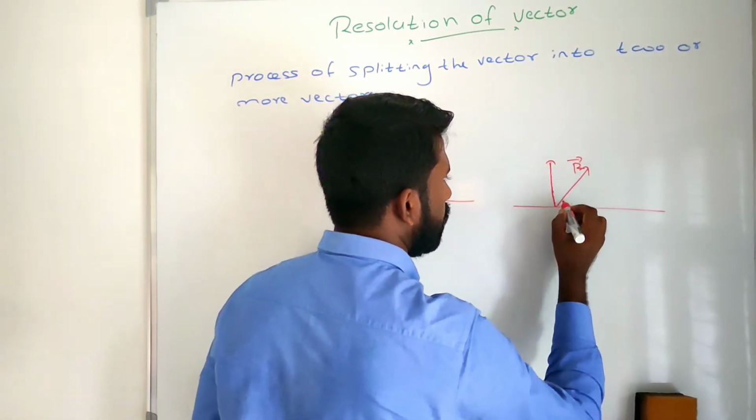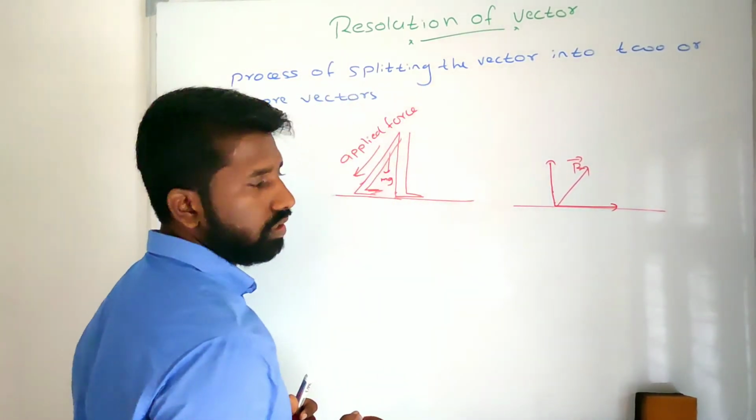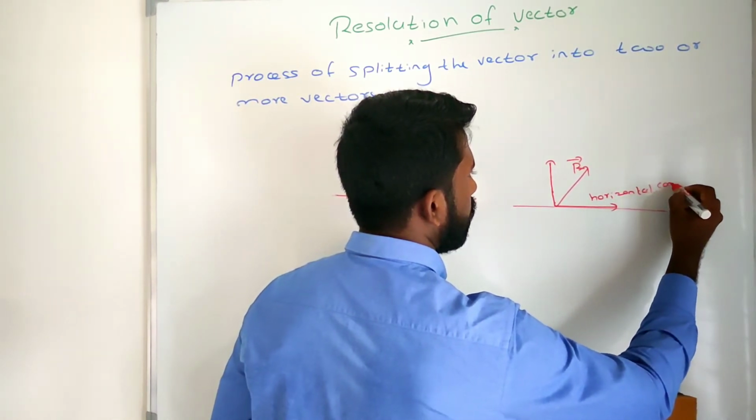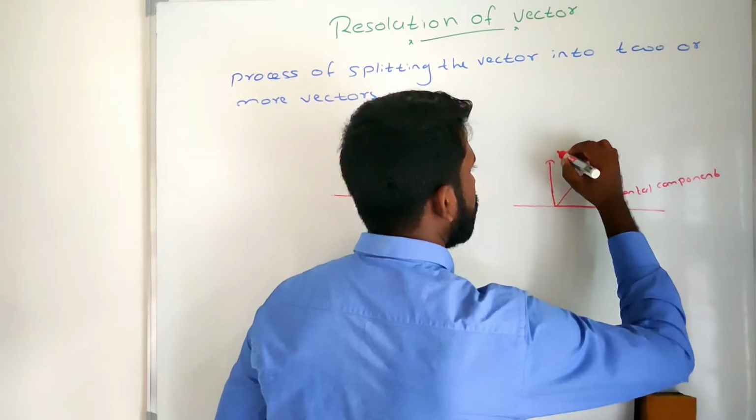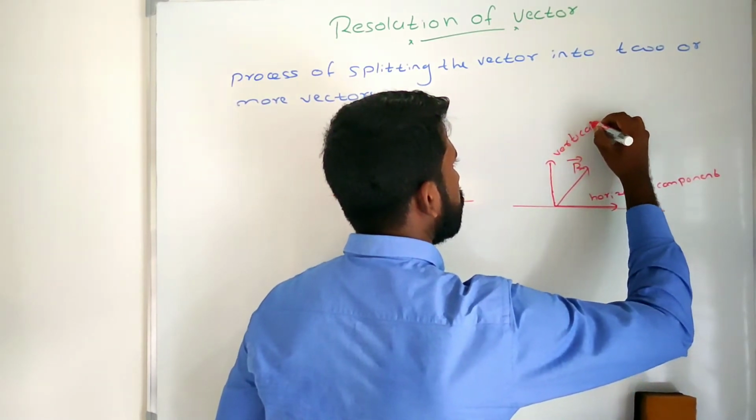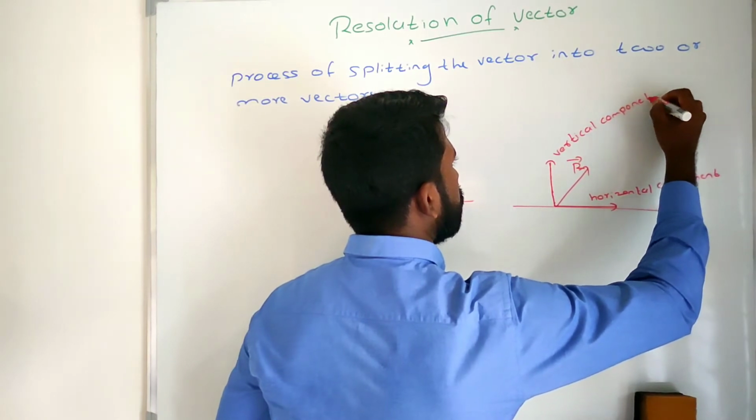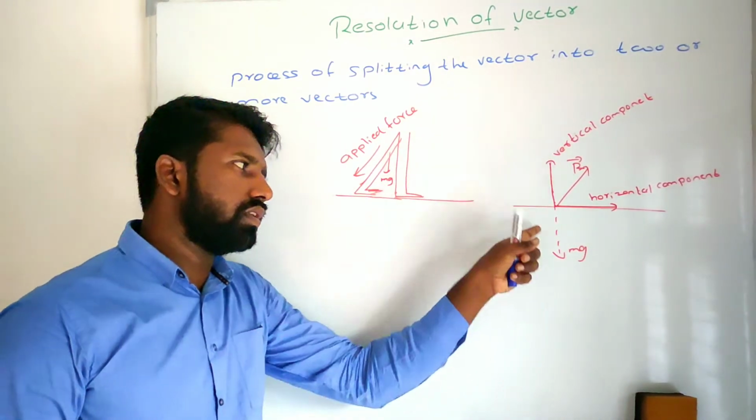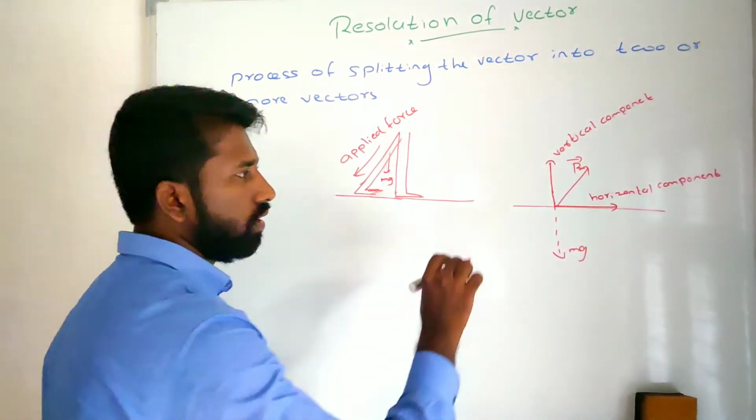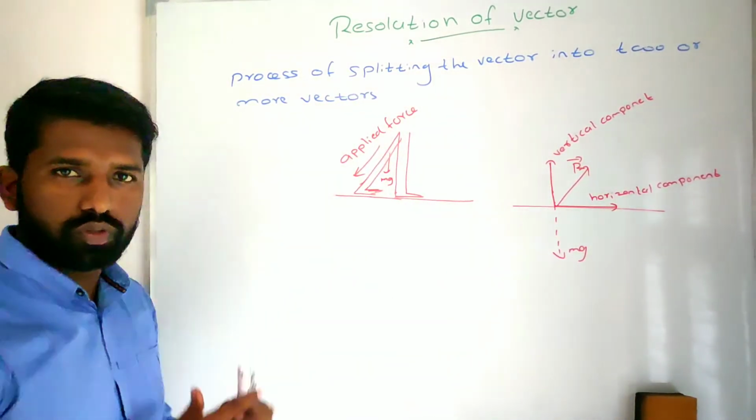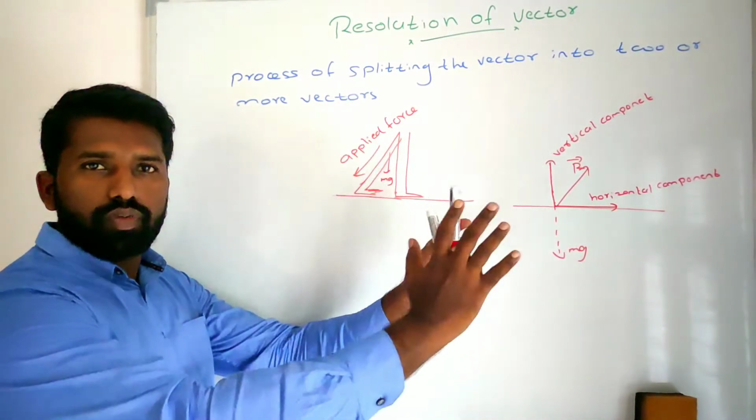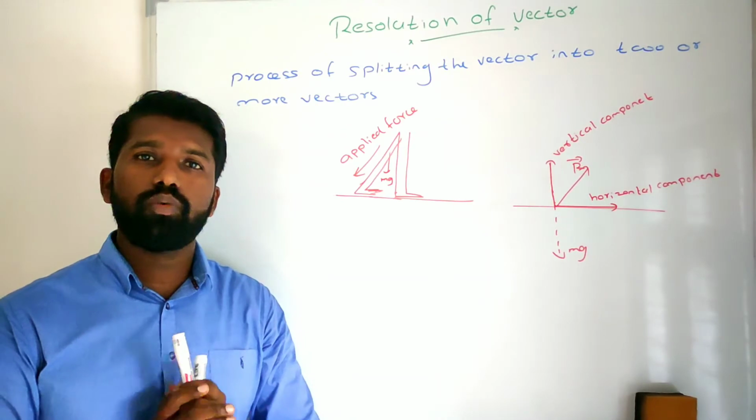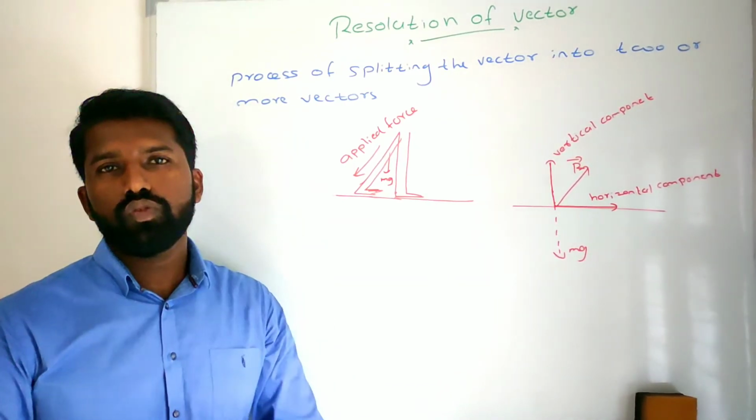Like this: one is along the horizontal, another is along the vertical. This is the horizontal component. This is the vertical component. Now you see this. The vertical component balances the mg and the horizontal component makes you move in the forward direction. So this is the way you are moving in the forward direction. From this we can say that any vector can be split into two vectors.